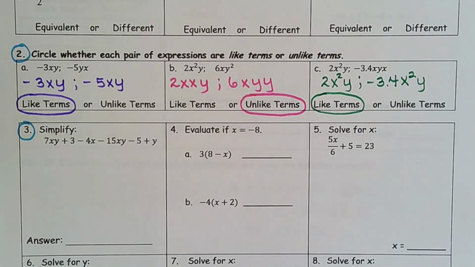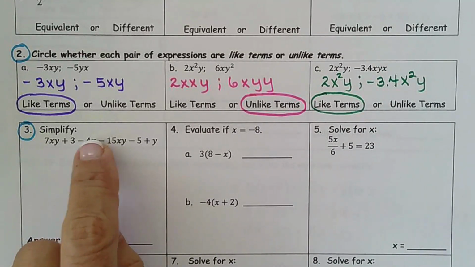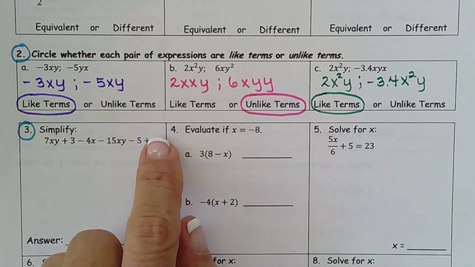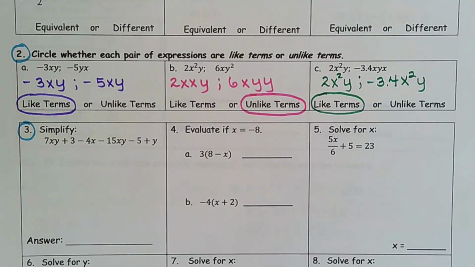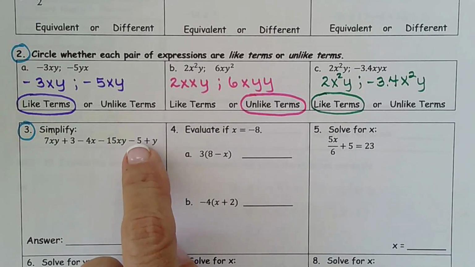Okay, simplifying. So when we're doing order, remember they have to be alphabetical. So I know you guys don't use dictionaries much anymore. We all use our phone. But alphabetical would be the order they would appear in a dictionary. X would be first, XY would be second, Y would be third. And then constants are always last.